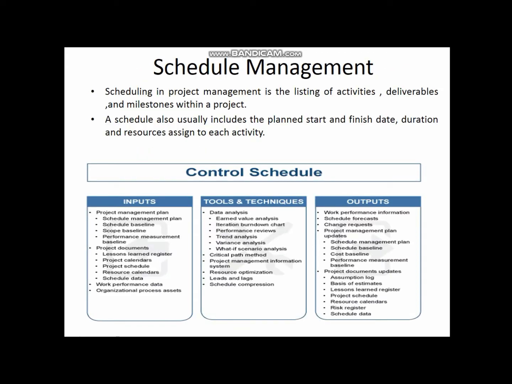Now, the control schedule: inputs, tools and techniques, outputs. The inputs are the project management plan, the schedule baseline, and scope baselines. The tools and techniques are data analysis, value analysis, trend analysis, etc. The outputs are work performance information, schedule forecasts, change requests, etc.